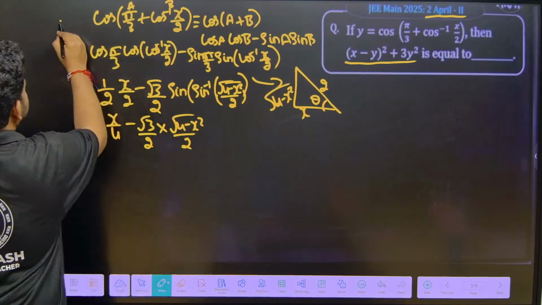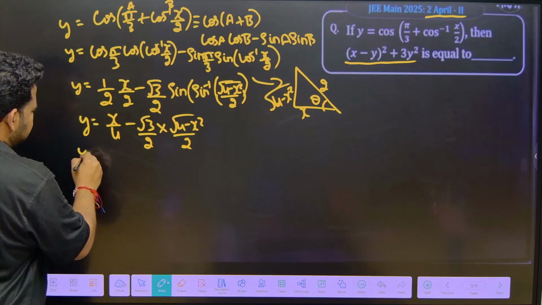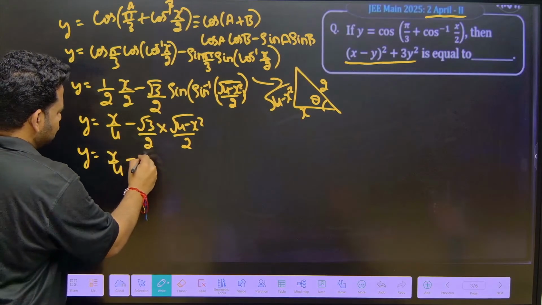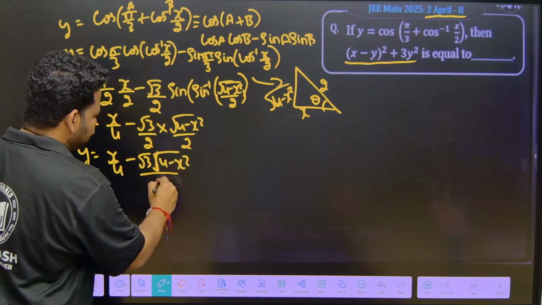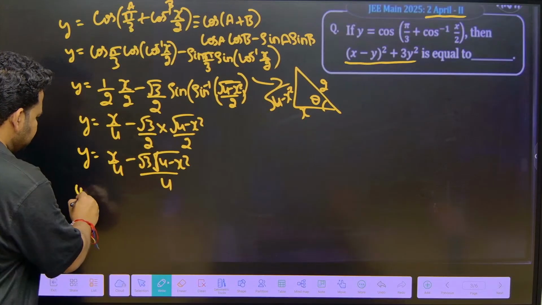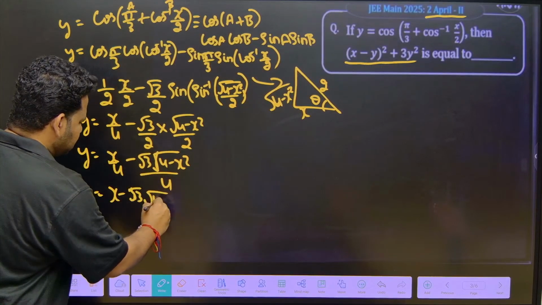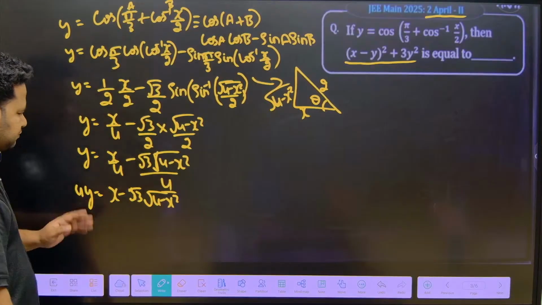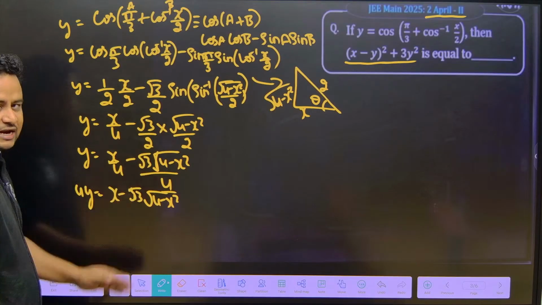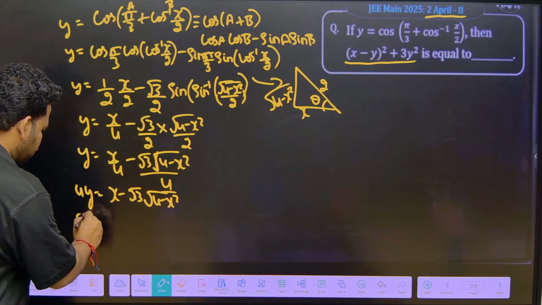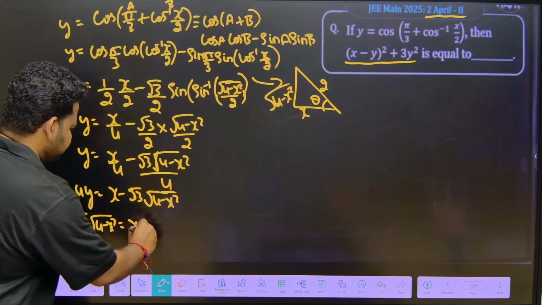This entire thing is equal to y. So this becomes x by 4 minus root 3 into square root of 4 minus x square by 4. Let me send 4 to that side. This becomes 4y is equal to x minus root 3 times root of 4 minus x square. Now let me take this to the LHS and send the other to the RHS. So root 3 times square root of 4 minus x square is equal to x minus 4y.